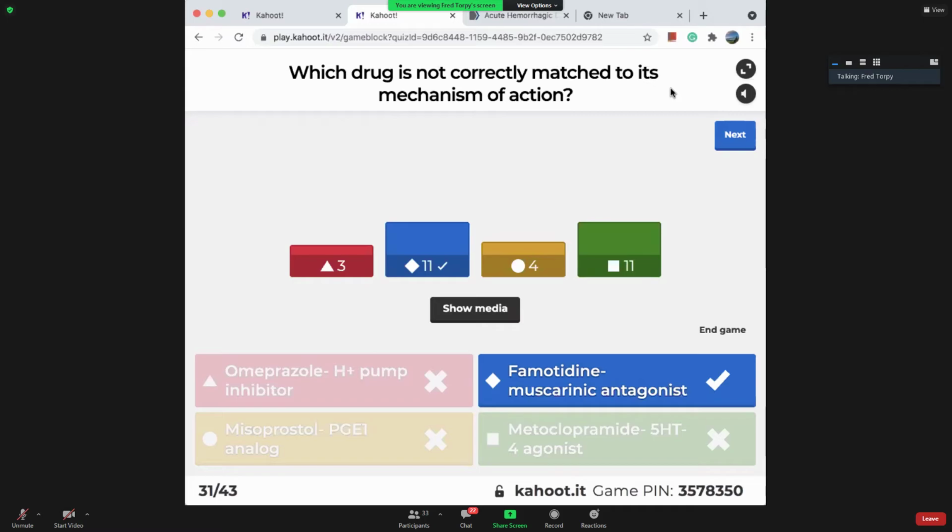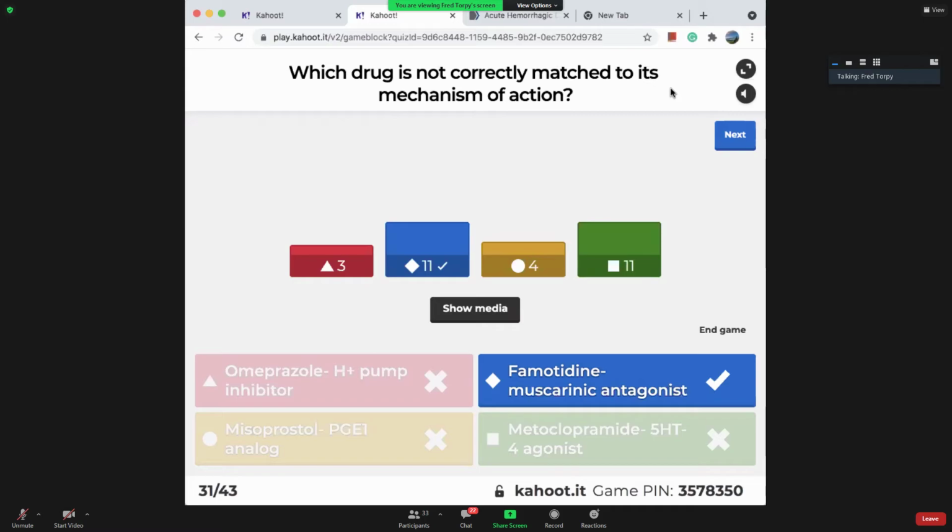Metoclopramide, that was a bit tricky. It has multiple different places it acts. Metoclopramide is a dopamine antagonist. It's one of its most common functions, and that's why it's a good antiemetic in dogs, not in cats, because they don't have the dopamine in their CRTZ. But it still can be helpful in cats because it's a 5-HT4 agonist.